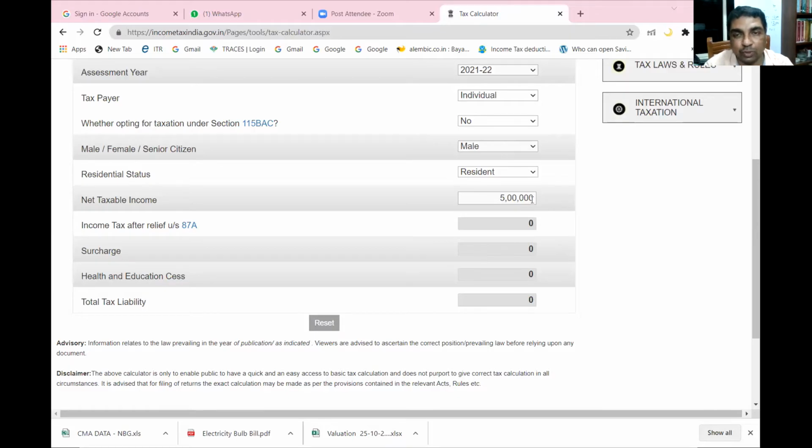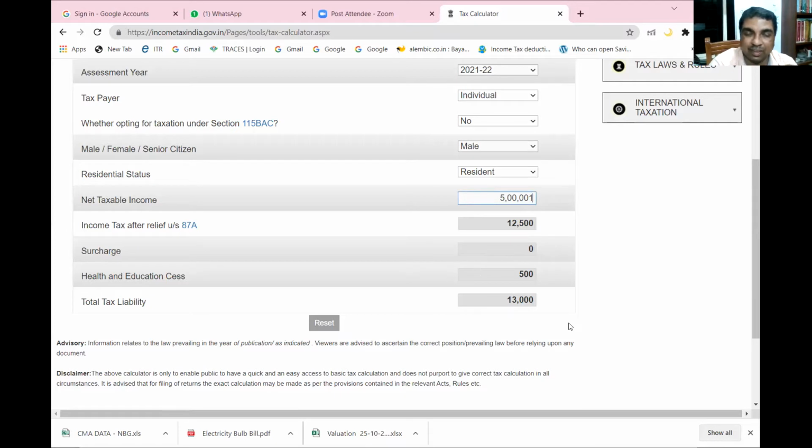Okay. Now, once again, I'm showing you this concept, which I need to explain. So for 5 lakh you have seen no tax. For 5 lakh one, how much are you seeing? 12,500. 12,500 plus health and education cess of 4% is added to that. Since surcharge is nil, you are finding 13,000. Did you understand this calculation?